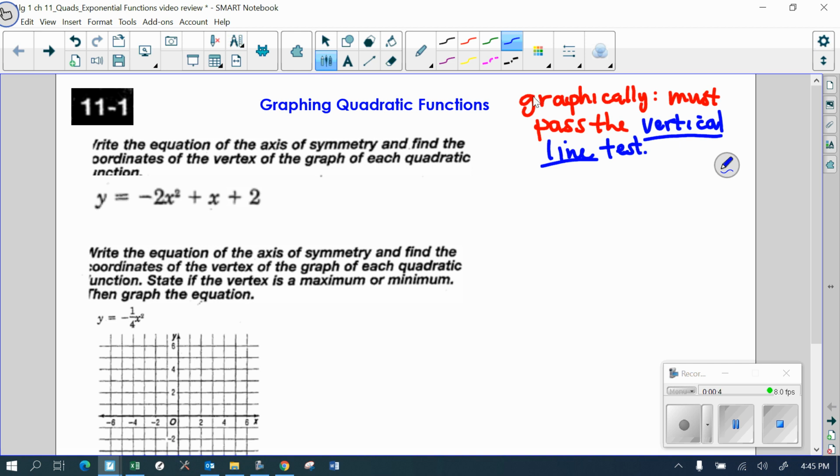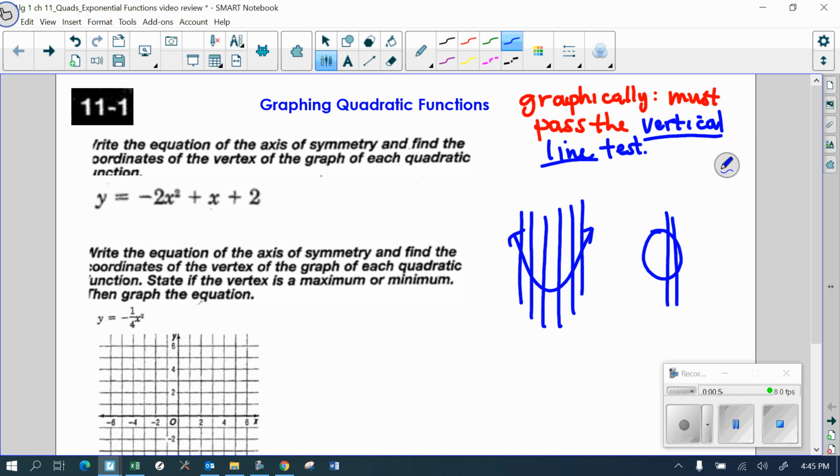Okay, so that means if I had a parabola like this, it would pass the vertical line test. Anytime I drew a vertical line, it would only touch one time. If I have a circle, it fails in a bunch of places. If I had a parabola that opened to the left or to the right, it would fail.